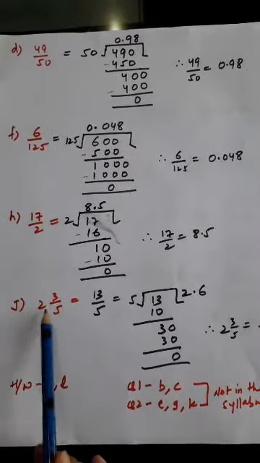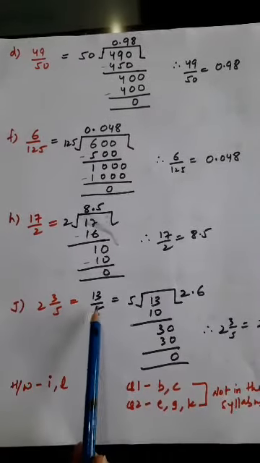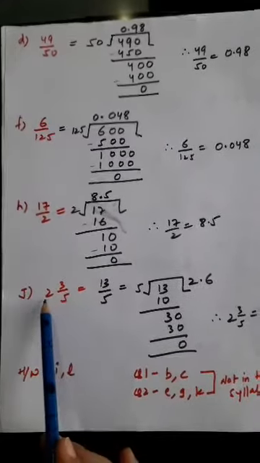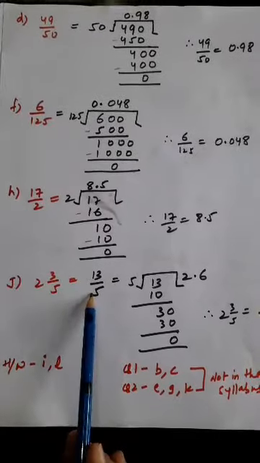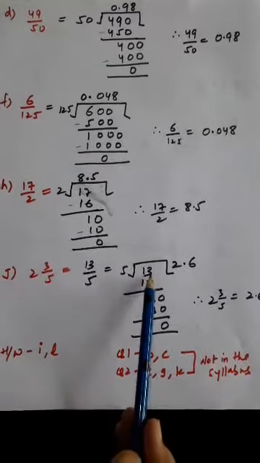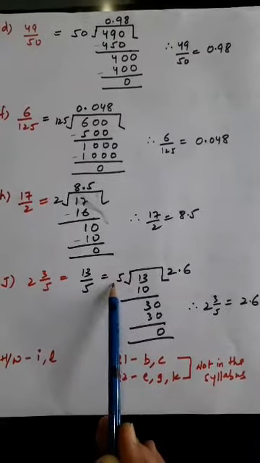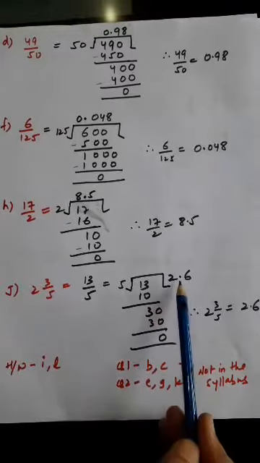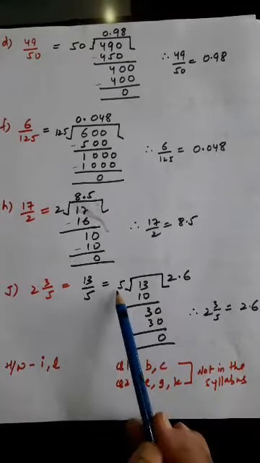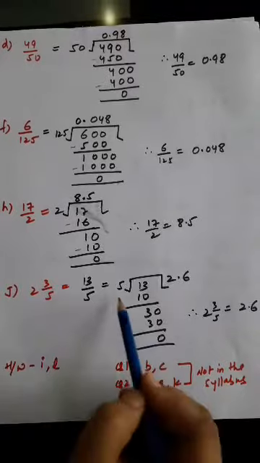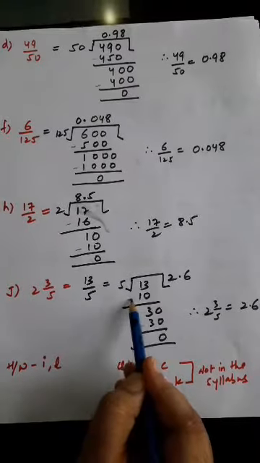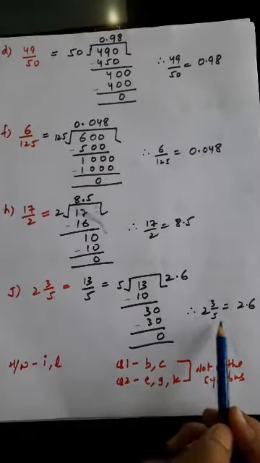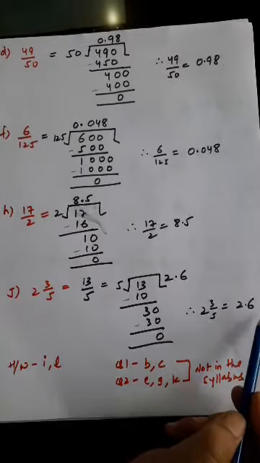J part students, it is given in the mixed fraction. First you convert it into an improper fraction students. 5 twos are 10 plus 3, 13. 13 upon 5, you have to divide it. 13 will be the dividend and 5 is the divisor. 5 twos are 10. 3 minus 0 is 3. Now students, you have to put a point here and a 0 here. 5 sixes are 30. 30 minus 30 is 0. Okay students, therefore 2 3 by 5 will become 2.6.